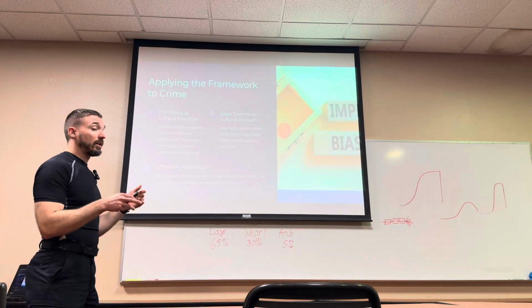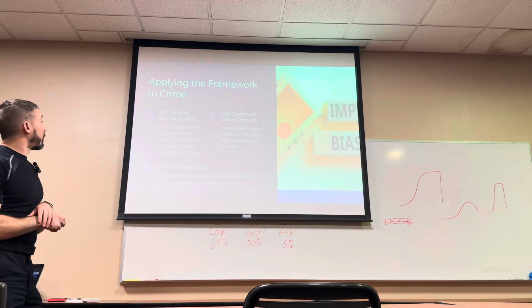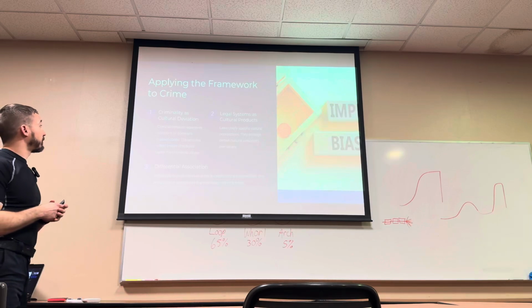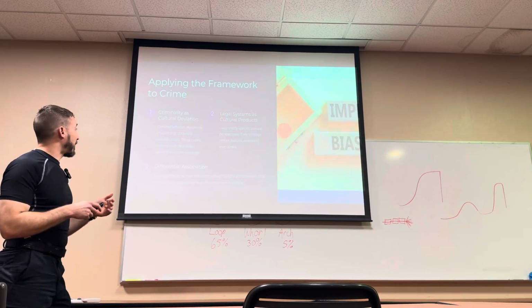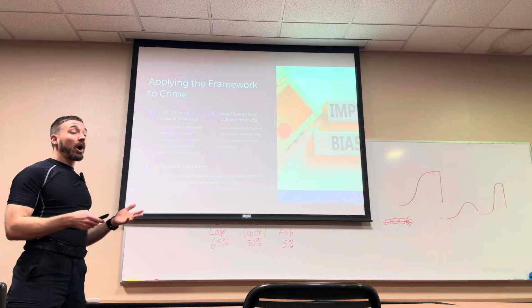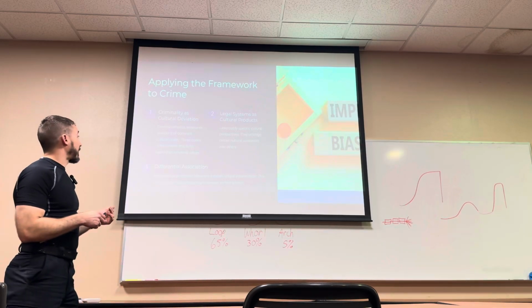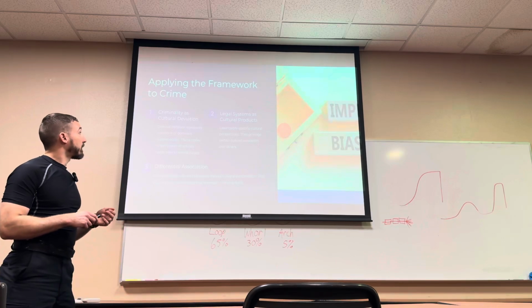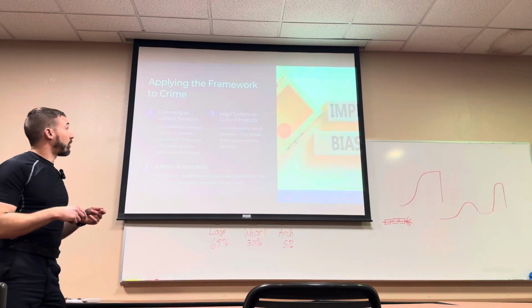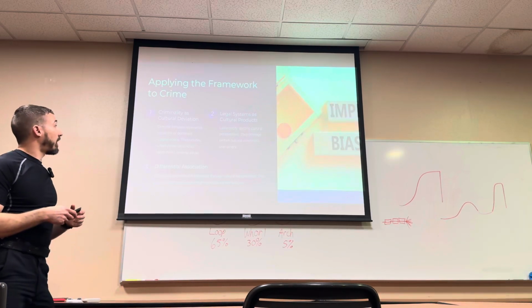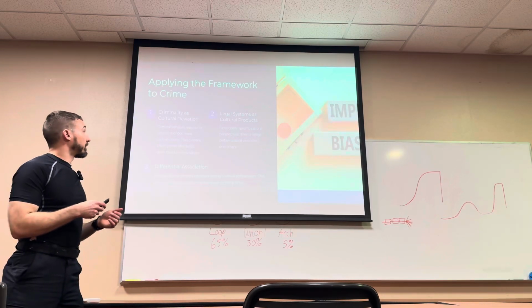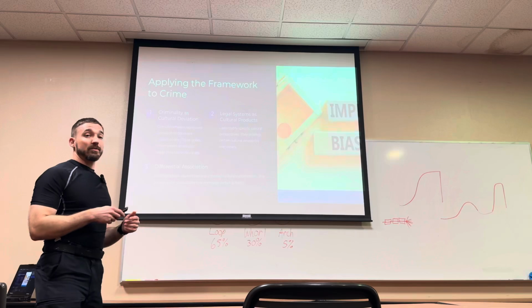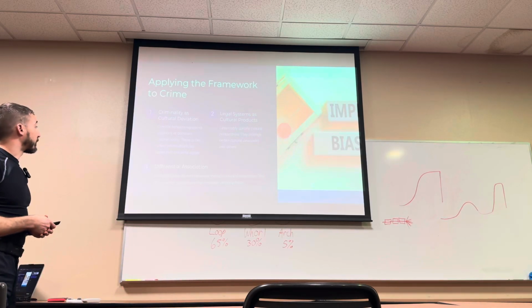Applying the framework to crime. Number one, criminality as cultural deviation. Criminal behavior represents violations of dominant cultural codes. These codes reflect power structures rather than universal values. The legal system as cultural product: laws codify specific cultural perspectives. They privilege certain cultural viewpoints over others.